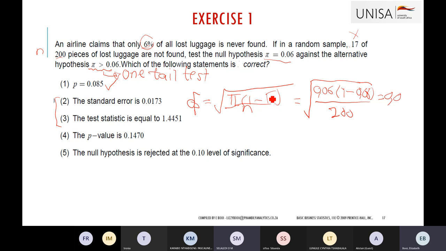0.01679. So which is not that. And calculate the test statistic. So our test statistic will be Z stat. I'm just gonna write the formula and then you can.